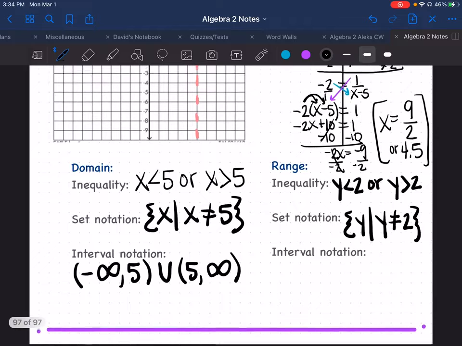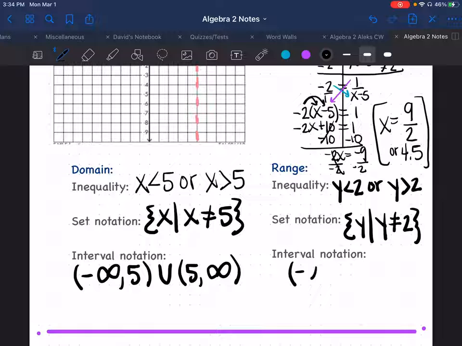And for my interval notation, -infinity to 2, union 2 to infinity. You never want to put a bracket with the 2 or the 5 for either of your interval notations, because that is where your asymptote is. So actually, the graph is not touching it.